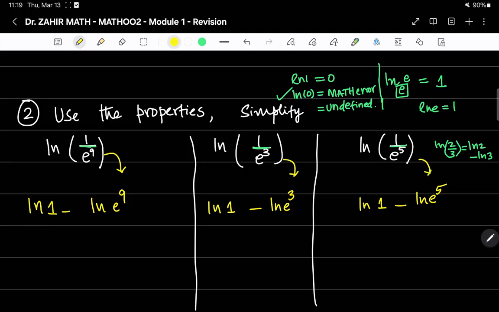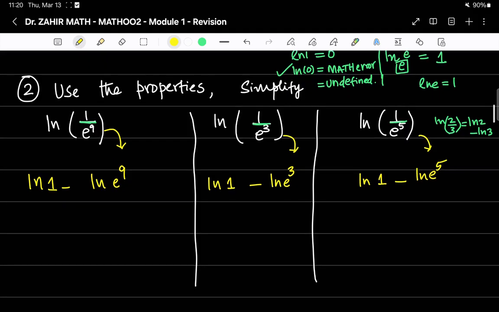Teacher, there is no question saying condense or expand. Why are you using this idea? I am not using that one. I am using the rule to find the value of this expression. Teacher, I can directly put it in the calculator. Yes, you can directly put ln, then the fraction mode, then 1, then alpha e, then power 9, close the bracket, and automatically you will get the answer. But steps are needed.